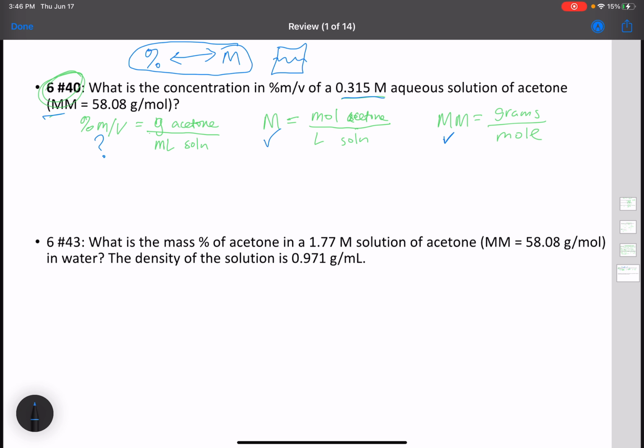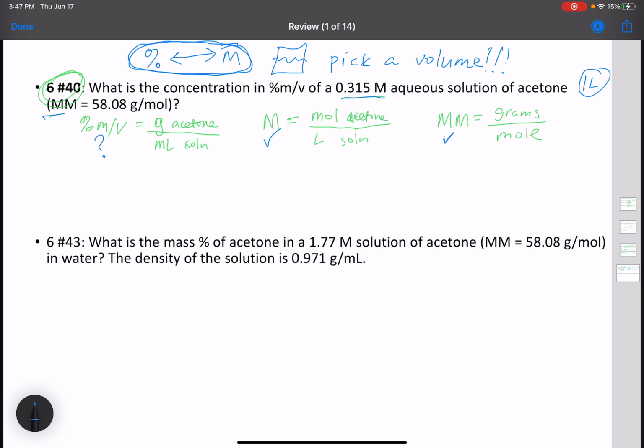But in order to solve this problem, we need more information. So we need to pick an amount of acetone to be working with. The easiest thing to do is to pick a volume. We often need to do this when we're converting between concentration units. So when we're converting between concentration units, pick a volume. The easiest volume to pick, I think, is 1 liter. So I'm just going to add to this problem that we have a volume of 1 liter.